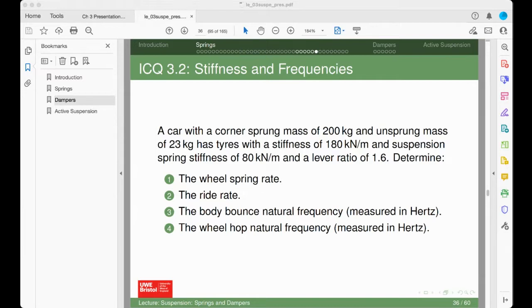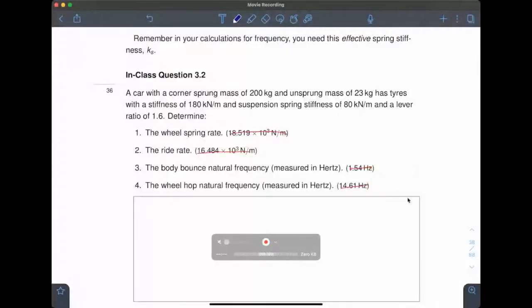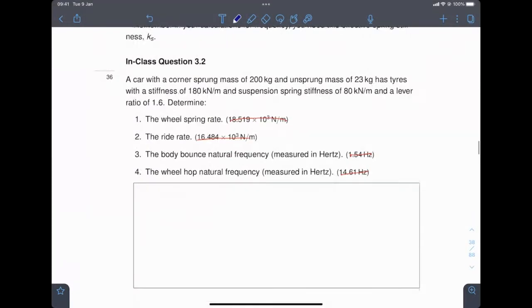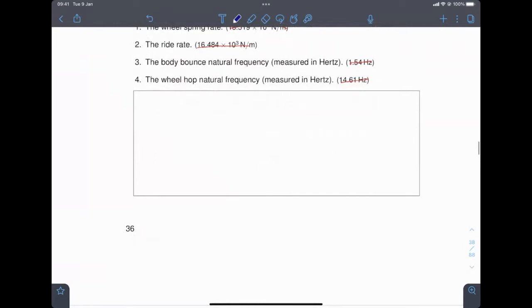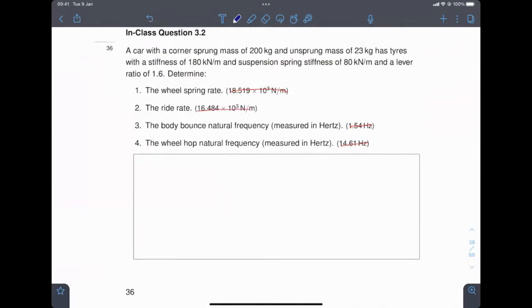Okay, so again, I shall stop showing this and share a different window. Okay, so this is on page 36 in your notes. And like I said, those values there are actually not the answers to this. So I'm going to cross them out.